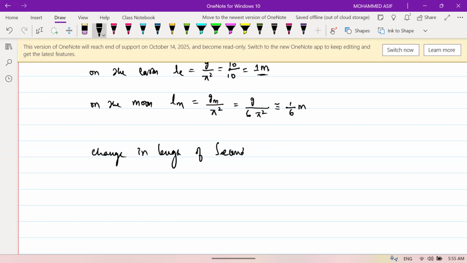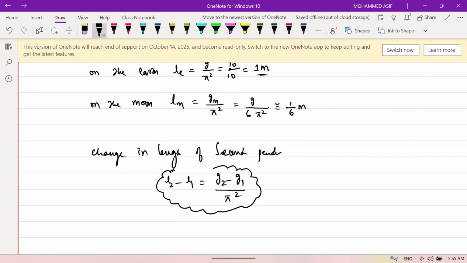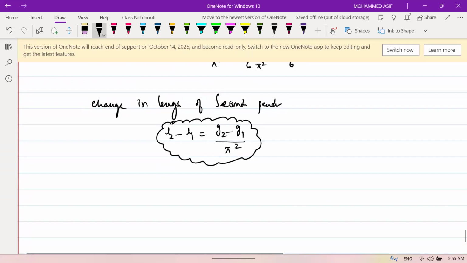Now if I'm talking about change in length of the seconds pendulum, how do you write this change? L2 minus L1 is equal to G2 minus G1 divided by pi square, where this value is a constant. So the change in the length of the seconds pendulum can be calculated by the formula L2 minus L1 is equal to G2 minus G1 divided by pi square.